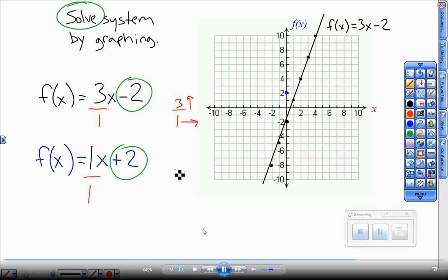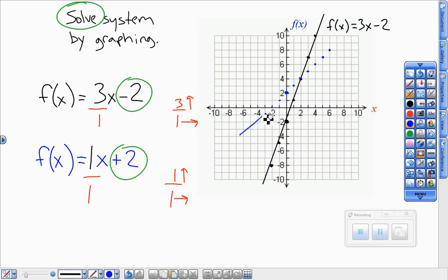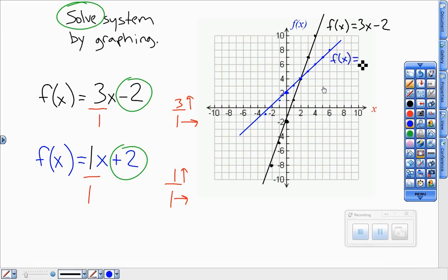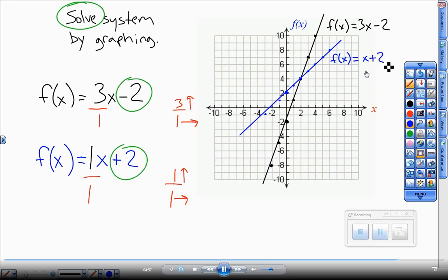You could put any number over 1, which means from my starting point 2, every time I go right a box, I go up a box. Right 1, up 1, right 1, up 1, right 1, up 1. Be able to stair step the other way. Down, left, stair step the other way. Draw your line through those. Again, since there's more than one line on this graph, label it. This is f of x equals x plus 2, or 1x plus 2 if you want to write it.